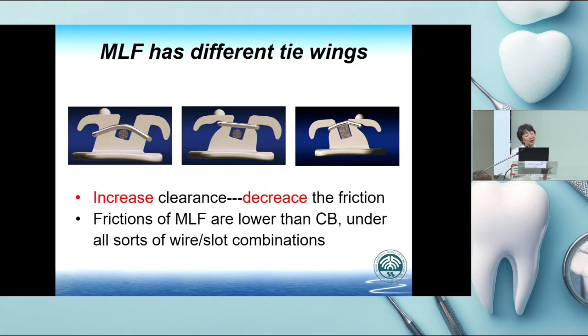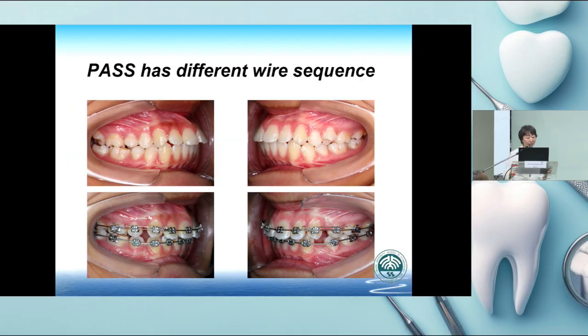The summary is: because MLF brackets have different tie wings, we increase the clearance, so we decrease the friction. Friction of MLF brackets is lower than conventional brackets under all sorts of wire slot combinations. Of course, PASS has different wire sequences, and you will know more tomorrow.